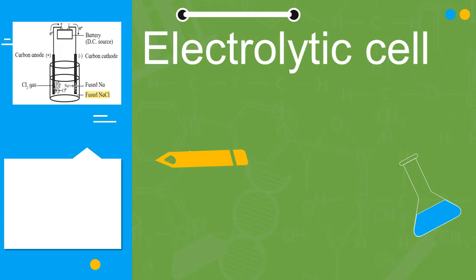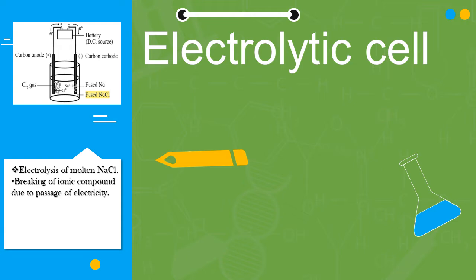Electrolytic cell. We have studied the detailed construction of the electrolytic cell in our previous video. In this video, we will learn about electrolysis of molten NaCl. What is meant by electrolysis? It is nothing but the breaking of an ionic compound due to the passage of electricity. That means NaCl will be broken into Na+ and Cl- ions due to electricity.